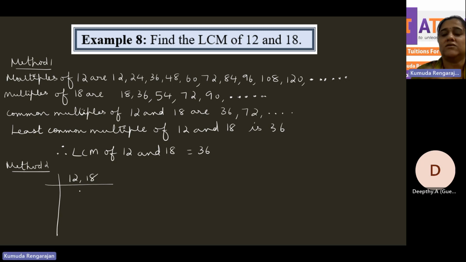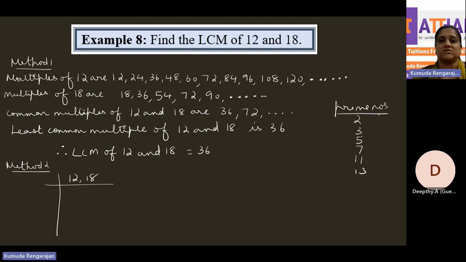So in method 2, children, we have to use only prime numbers. Satakshi and Deepthi must use the recording and understand what is meant by prime numbers. Oh, you know how to do this. Okay, tell me. Maybe in the next one you can tell me. All right. So we have to use only prime numbers: 2, 3, 5, 7, 11, 13, and so on.